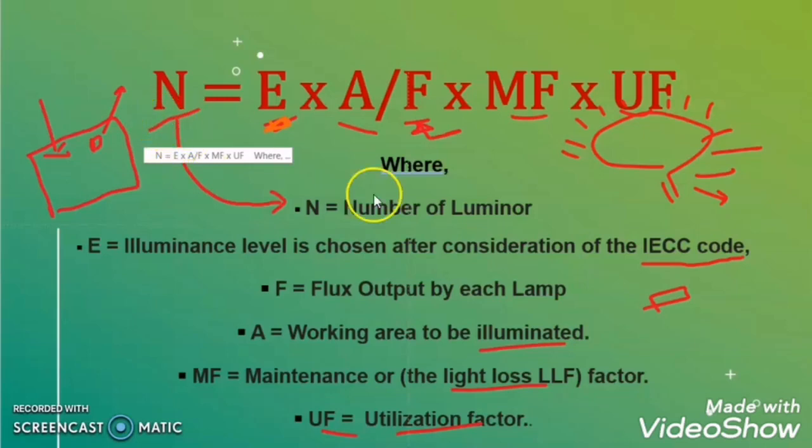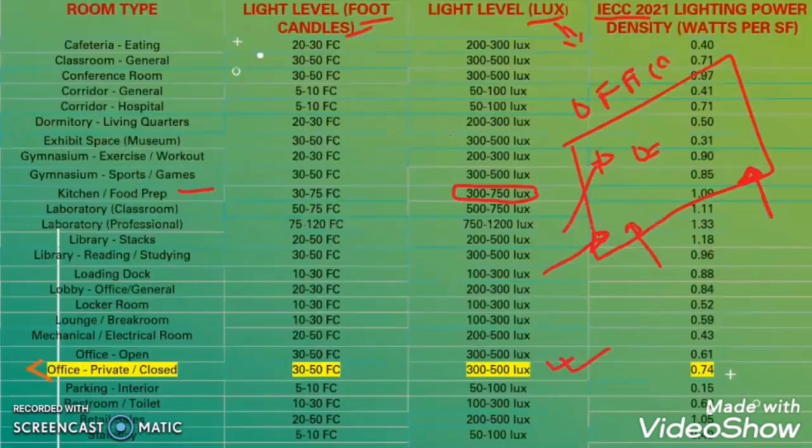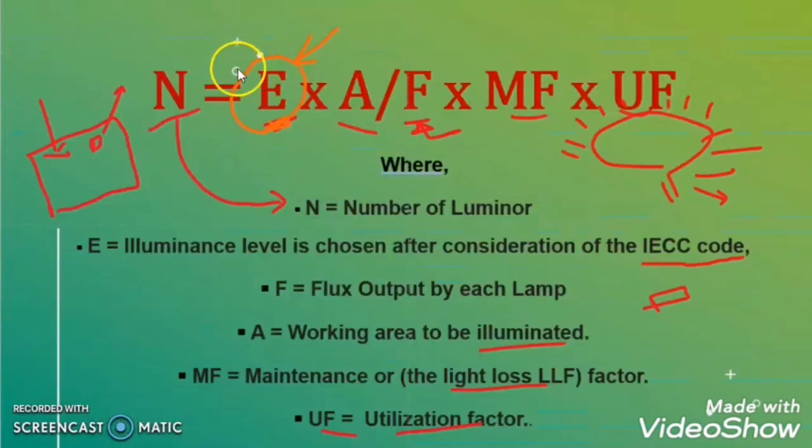In order to calculate the number of luminaires, let's find the value of E. We will check it from the standard charts, as we are using this luminaire in the office. For the office we need a 300 to 500 lux level, so we will take the higher value. In this case, E will be 500.